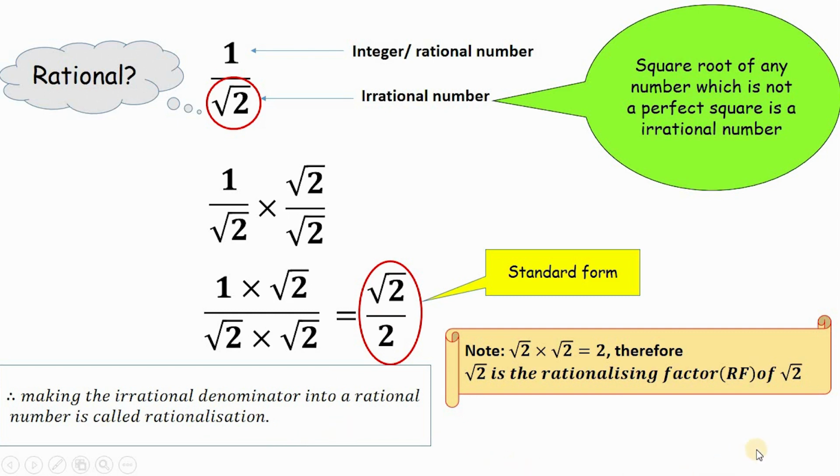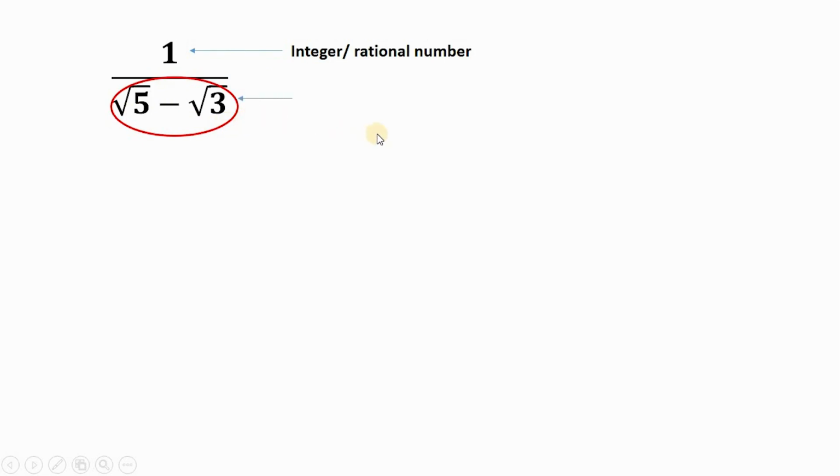Let's take another example. For example, we have 1 by square root of 5 minus square root of 3. Here also the numerator 1 is an integer, or a rational number, and square root of 5 minus square root of 3 is an irrational number. Now we have to think about a number such that when you multiply it with square root of 5 minus square root of 3, it gives a rational number.